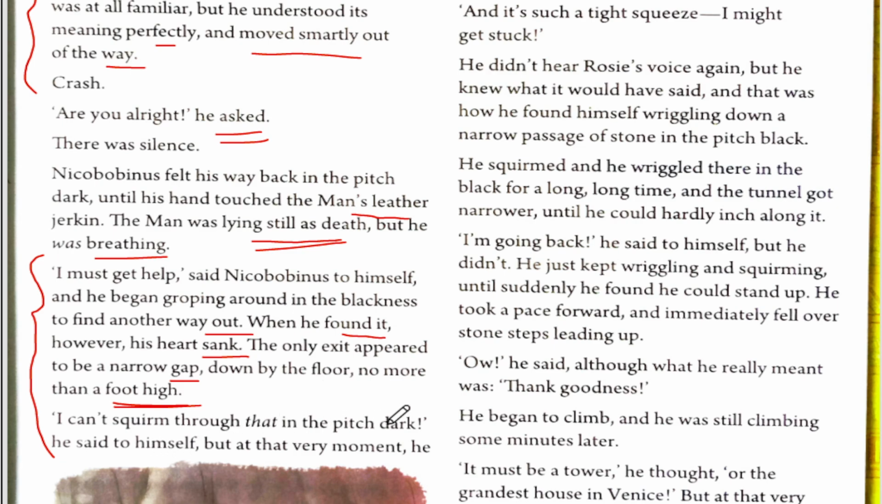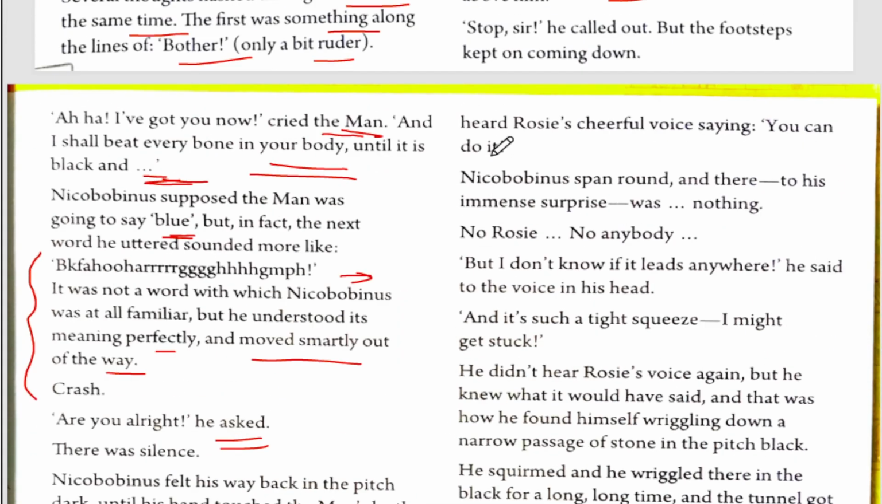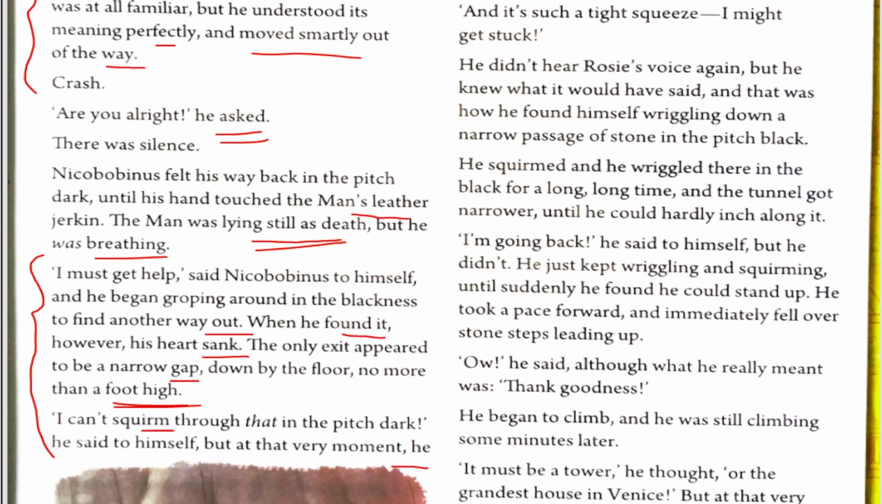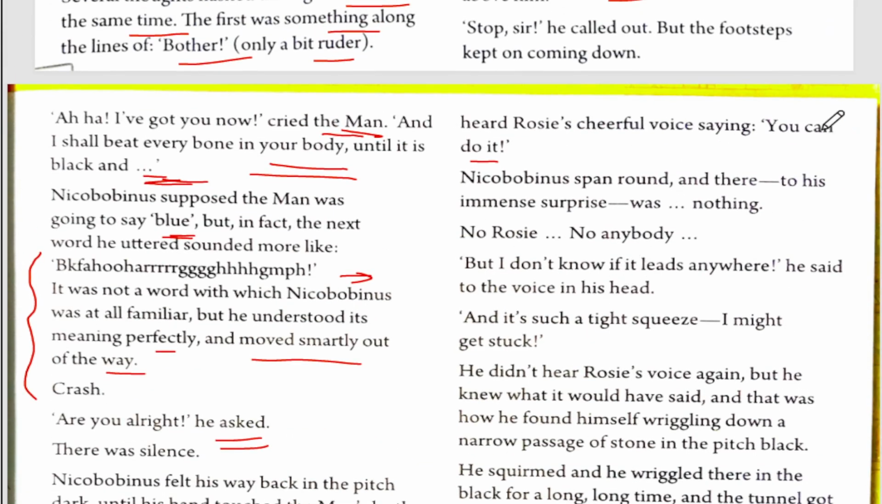"I can squirm through that in the pitch dark," he said to himself. Squirm means here he would be crawling and moving very fast and would try to get out of the place that he had discovered. But at that very moment, he heard Rosie's cheerful voice saying, "You can do it." Now, when he was saying that he can get away from this place, he actually heard his best friend Rosie's voice. Rosie said that certainly Nicobobinus can just squirm away from that place.